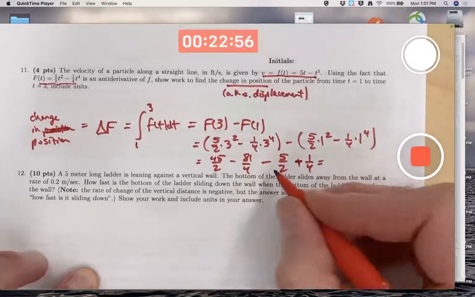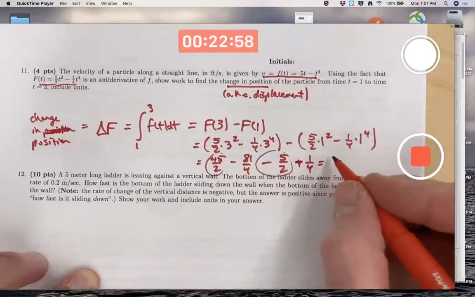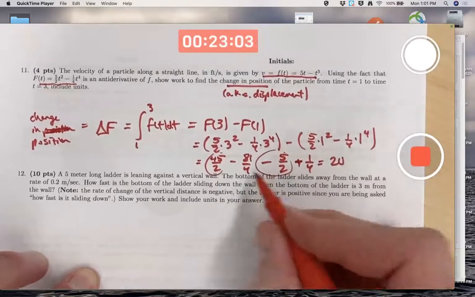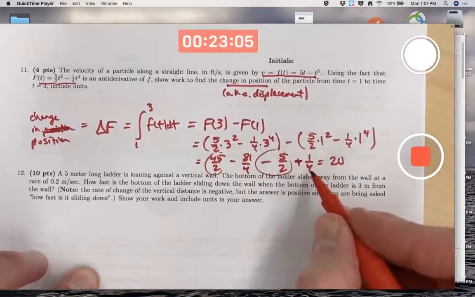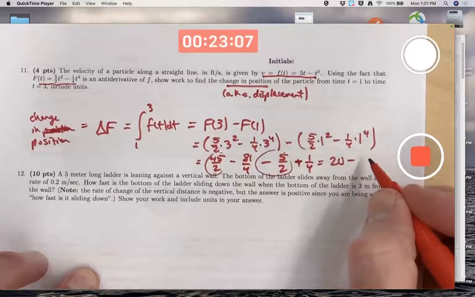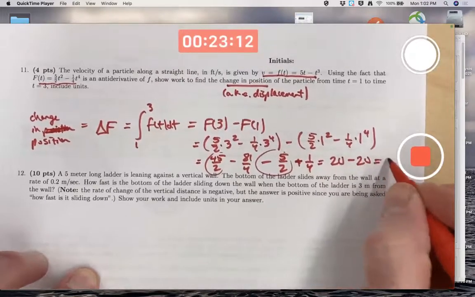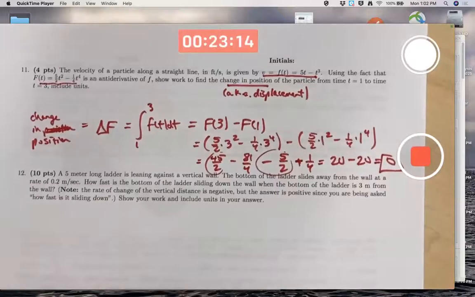I'll go ahead and combine 45 halves minus 5 halves. That's going to be 40 halves, which is 20. And then minus 81/4 plus 1/4 is going to be minus 80/4. That's minus 20. And the answer is 0. Is that wrong? Well, if I haven't made a mistake, it's not wrong.